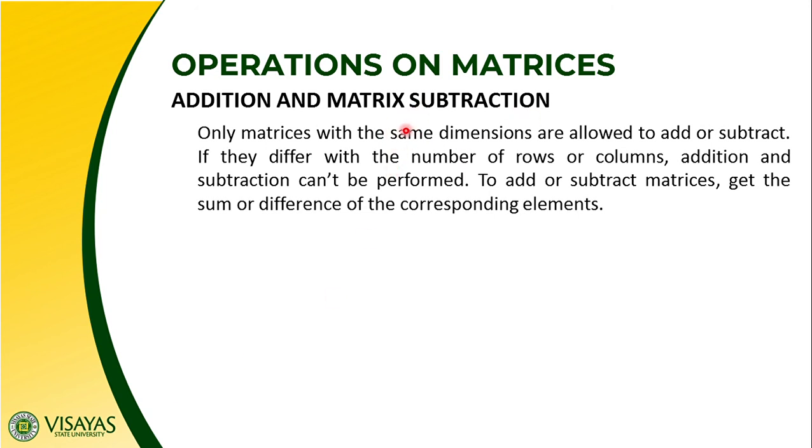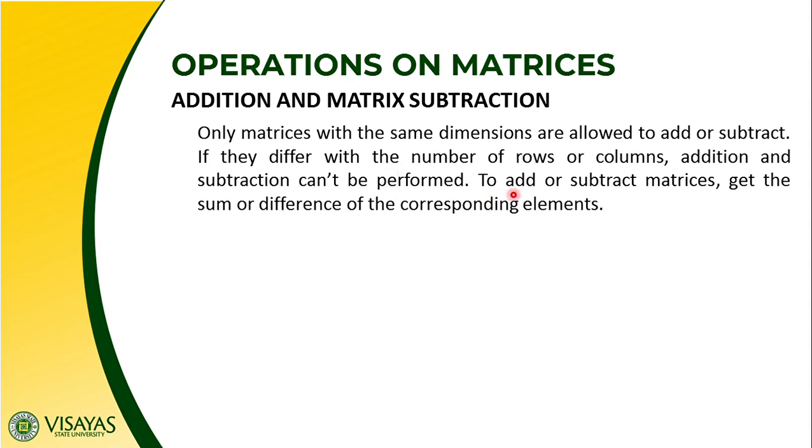You cannot add or subtract two different matrices if they have different dimensions. Say for instance, a 2 by 3 matrix cannot be added or subtracted to a 3 by 2 matrix. So this should be 2 by 3 added to a 2 by 3 matrix. The dimensions should be similar or the same. And next, if they differ in the number of rows and columns, addition cannot take effect. That is the idea that I mentioned earlier, that you cannot add if they have different dimensions.